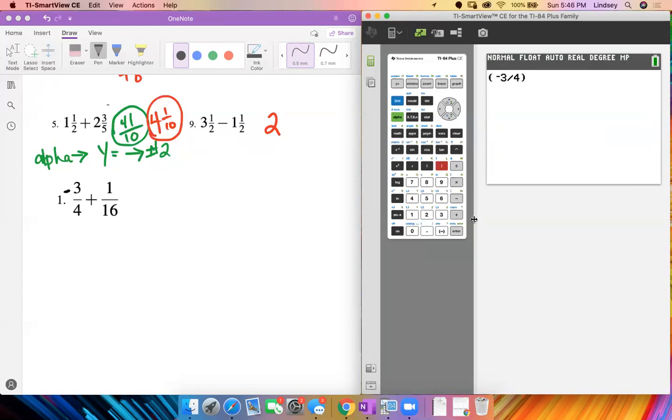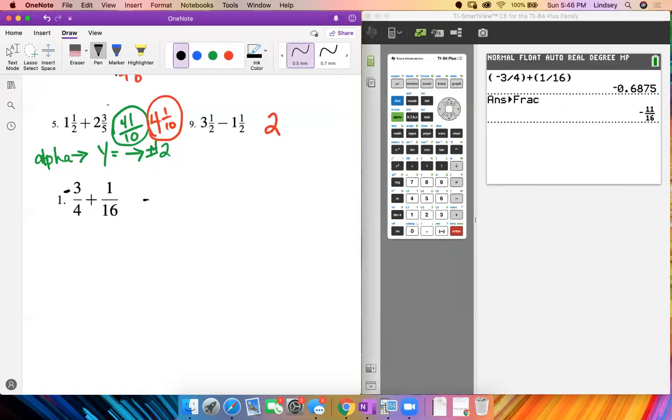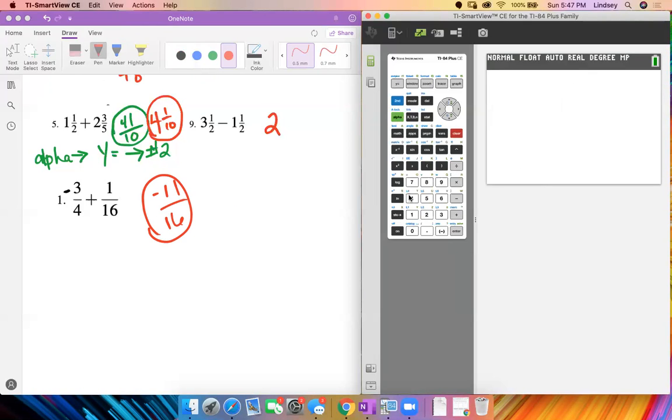Okay, so we have negative 3/4 plus 1/16. And we get a negative decimal, but we just want to convert that to a fraction. And so we get negative 11 over, oh snap, negative 11 over 16. All right, and that is operations with fractions on your calculator. Hopefully y'all have that down pretty much.